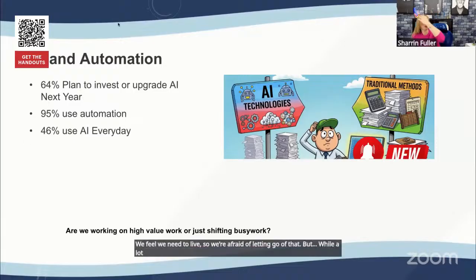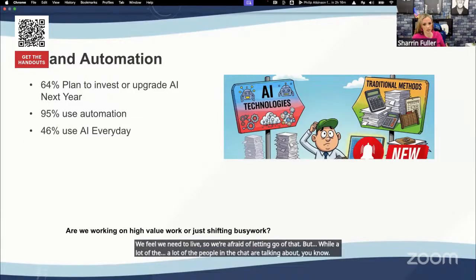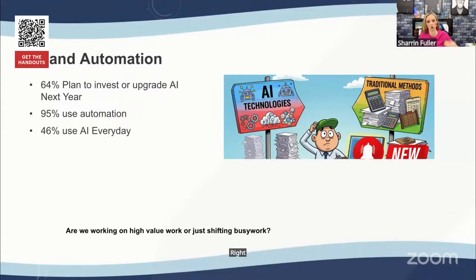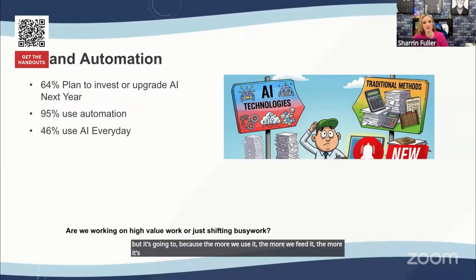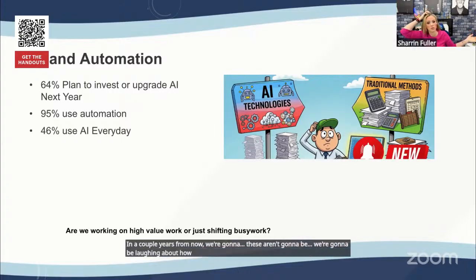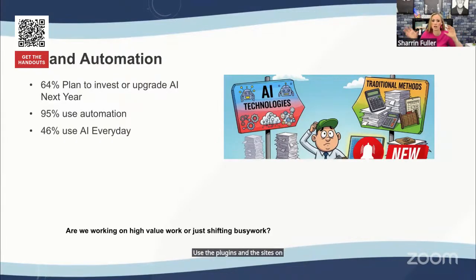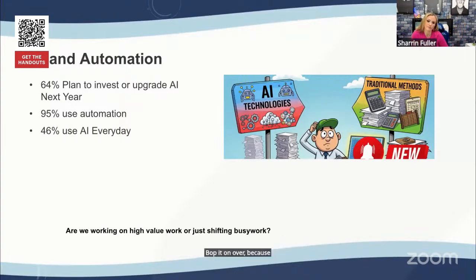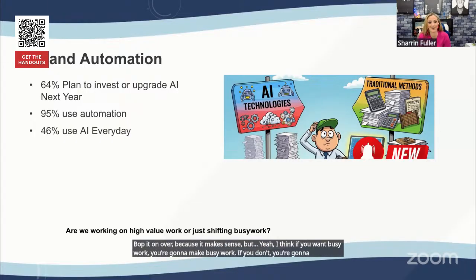But while a lot of the people in the chat are saying the AI is not working correctly, I completely agree, it doesn't, but it's going to, because the more we use it, the more we feed it, the more it's going to progress. So I feel like in a couple years from now, we're going to be laughing about how we used to do these things on our own. So we keep a certain set on the QuickBooks Plus Advanced, keep an eye on them, use the plugins and such on the Simple Start and compare. And once QuickBooks starts getting everything together and streamlined, bop it on over because it makes sense. But yeah, I think if you want busy work, you're going to make busy work. If you don't, you're going to find a way to get it off your plate.